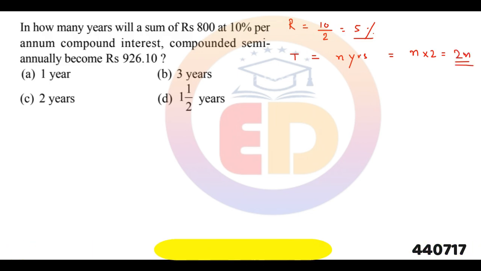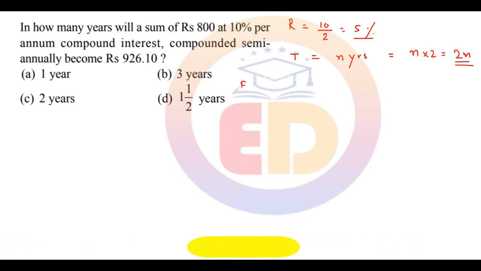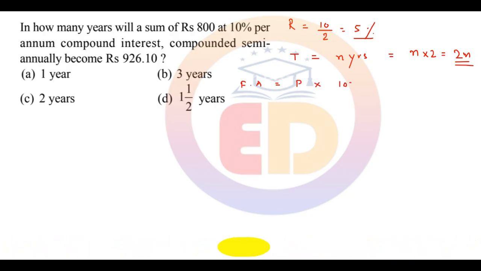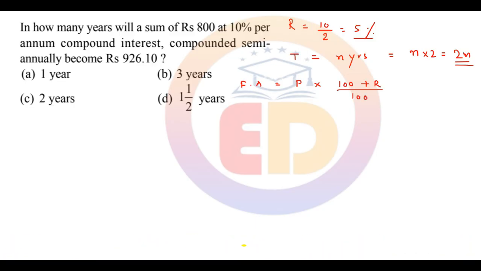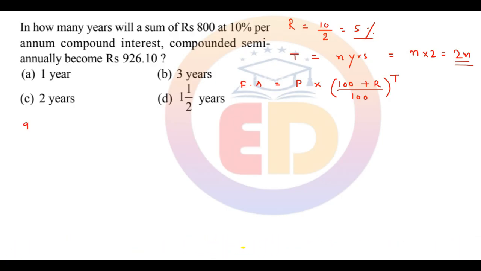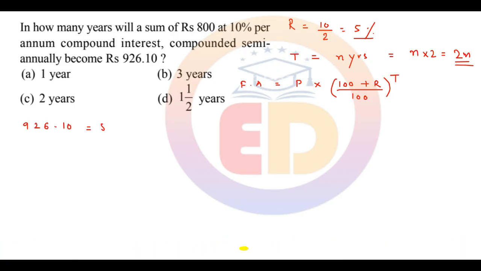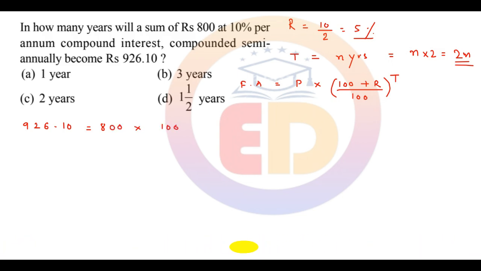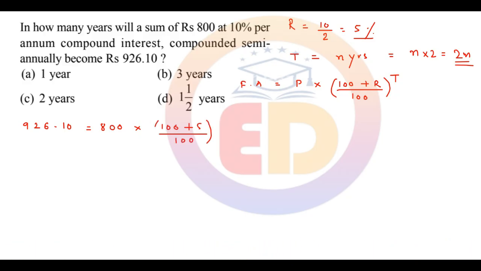Now let us frame the equation. Final amount. For the reference, I'll write down the formula here. Equals principal multiplied by (100 plus R upon 100) to the power of T. Let us frame the values here. Final amount is 926.10 equals principal is 800 multiplied by (100 plus rate of interest, 5, upon 100) to the power of 2n.